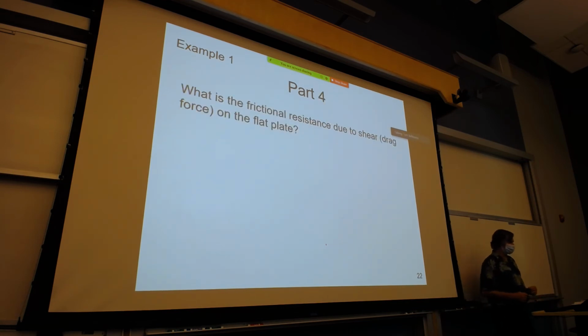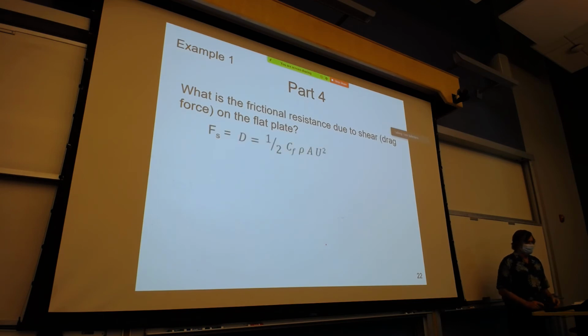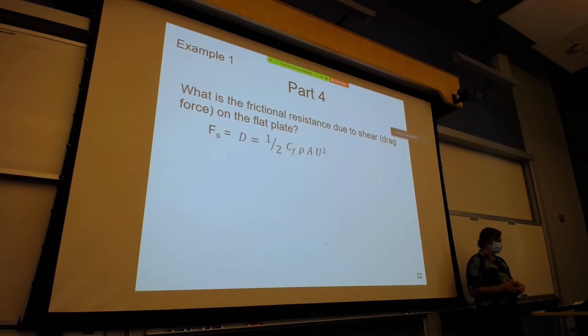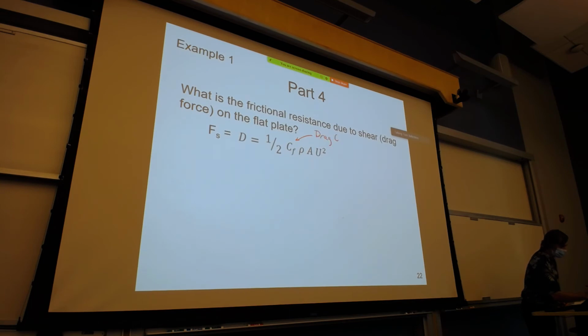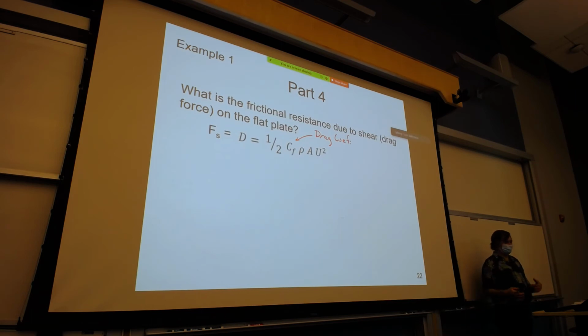Fourth part of this example. What's the frictional resistance due to shear, in this case the drag force, on the flat plate? And again, the momentum form of this equation looks like this. Shear force, or in many cases it's called the drag force, capital D, is 1/2 times capital C_F, that's the drag coefficient. And you have a figure of this in your handout, and it's the same figure in your book. And I'll be bringing that up. Times the density, times the cross-sectional area.